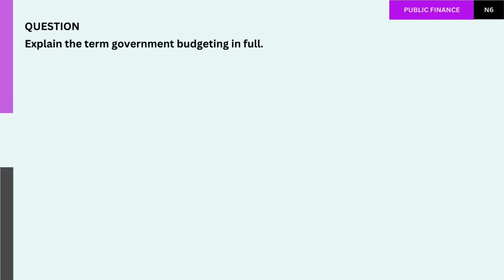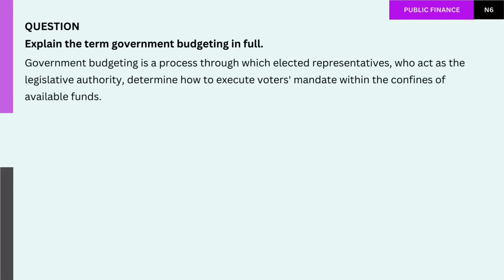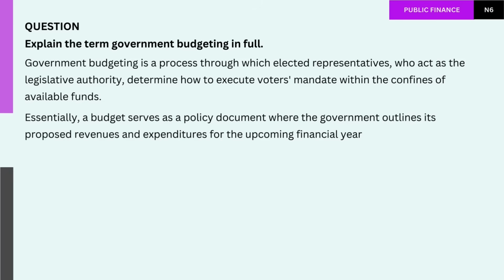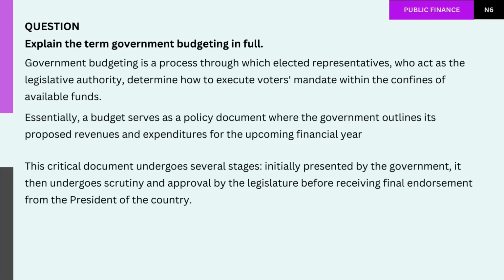Question. Explain the term government budgeting in full. Government budgeting is a process through which elected representatives, who act as the legislative authority, determine how to execute voters' mandate within the confines of available funds. Essentially, a budget serves as a policy document where the government outlines its proposed revenues and expenditures for the upcoming financial year. This critical document undergoes several stages.